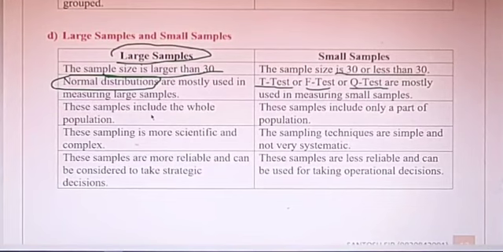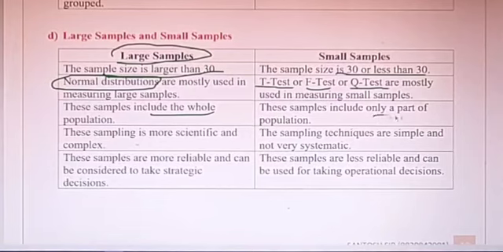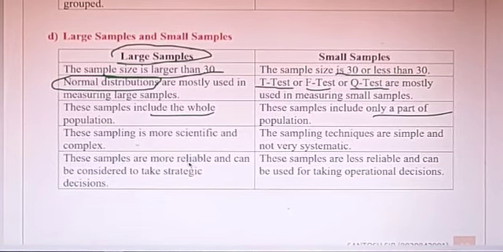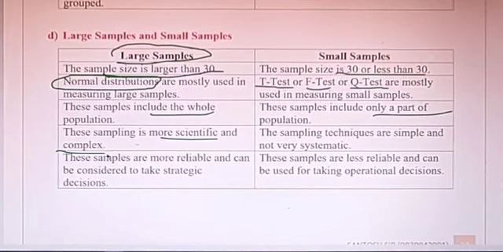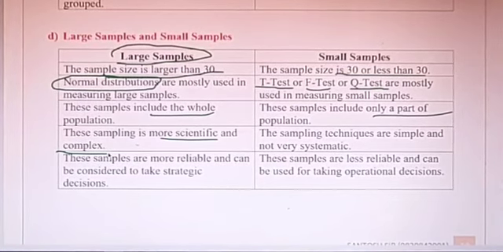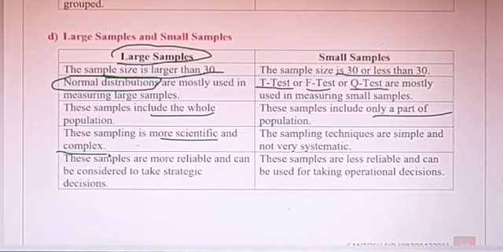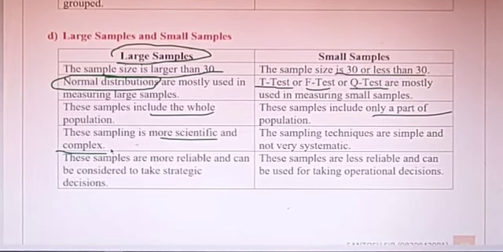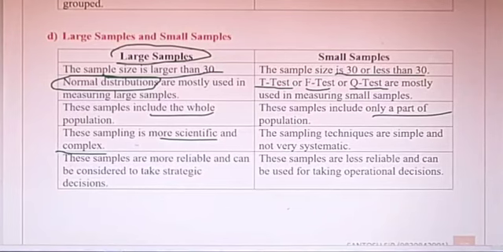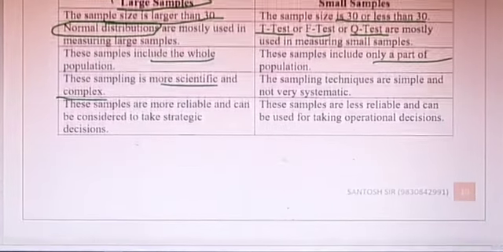The large samples include the whole of the population, whereas small samples include only a part of the population. And large samples are more scientific, and they are also very complex because the company has to employ a professional researcher to carry out the research based on large samples. So like this, friends, you can write these points.